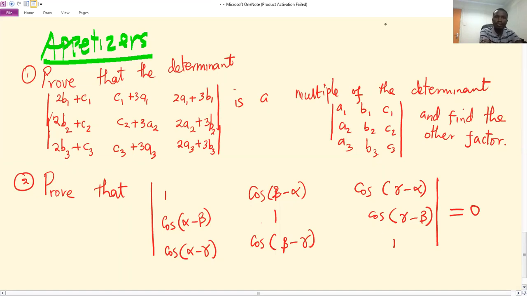In this session, you have to prove two problems which are testing on the product of two determinants. The first question is to prove that the determinant given in this form is a multiple of this determinant here, and find the other factor. And then the second is to prove that this determinant involving trigonometric functions of cosine gives a value of 0.